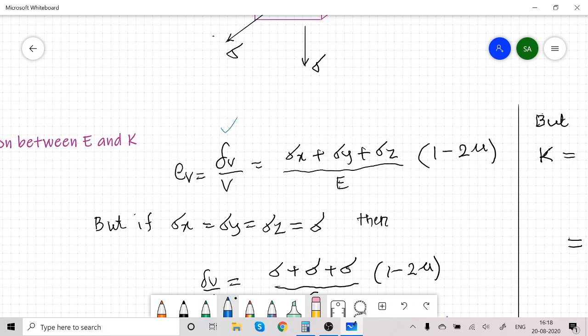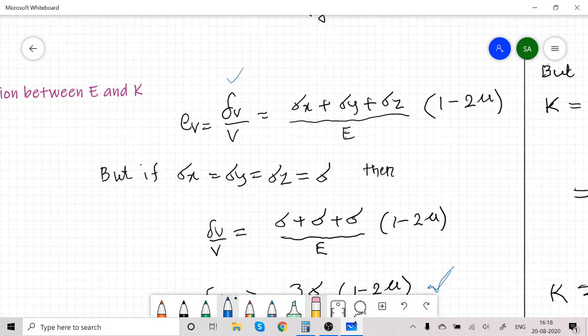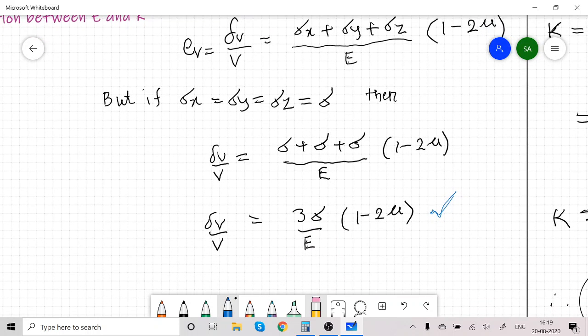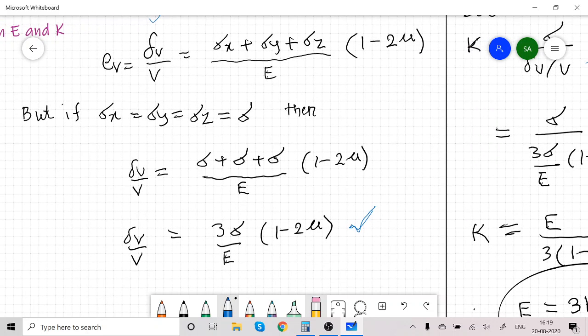So volumetric strain delta V by V is equal to sigma x plus sigma y plus sigma z upon E into bracket 1 minus 2 mu. Then, as in the case of bulk modulus, sigma x is equal to sigma y is equal to sigma z is equal to sigma. Then I will substitute the values of sigma x, sigma y and sigma z as only sigma. So what will I get? The volumetric strain delta V by V is equal to 3 sigma upon E into bracket 1 minus 2 mu.